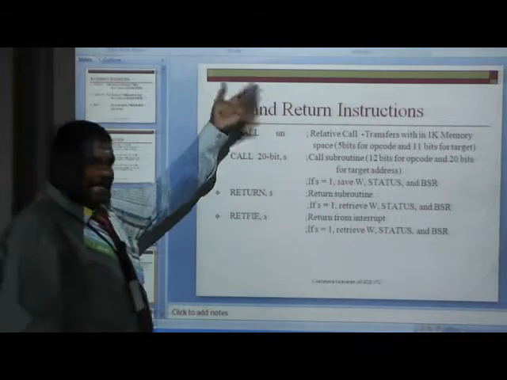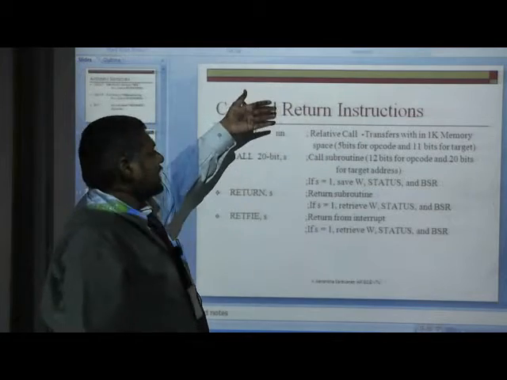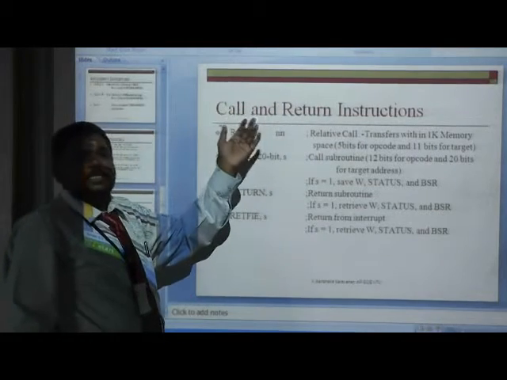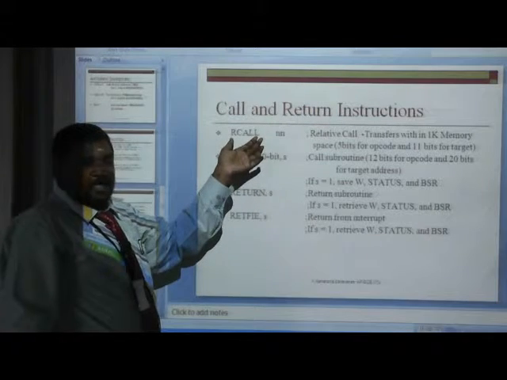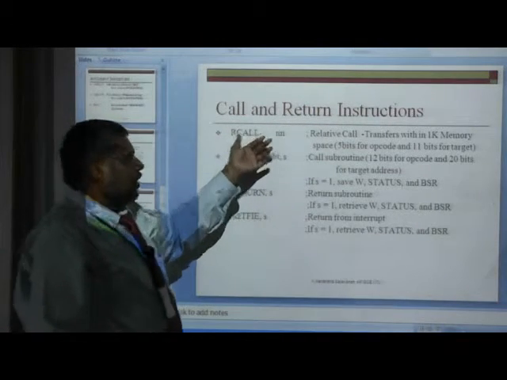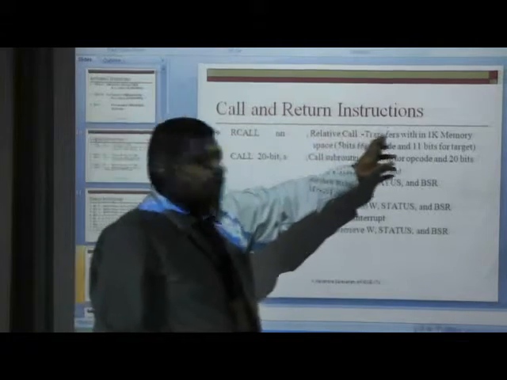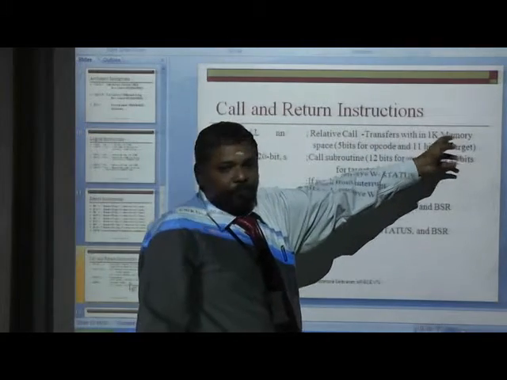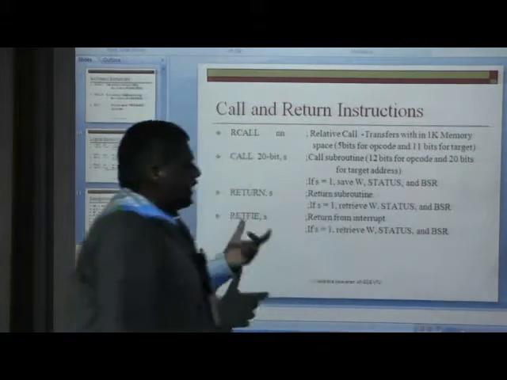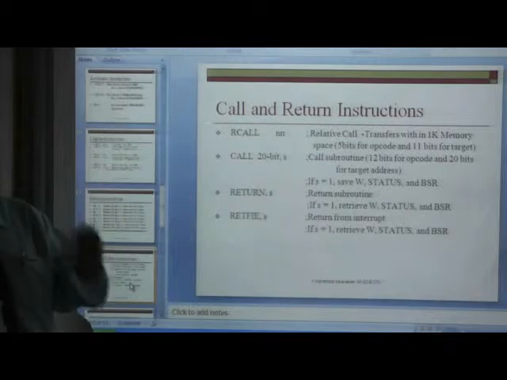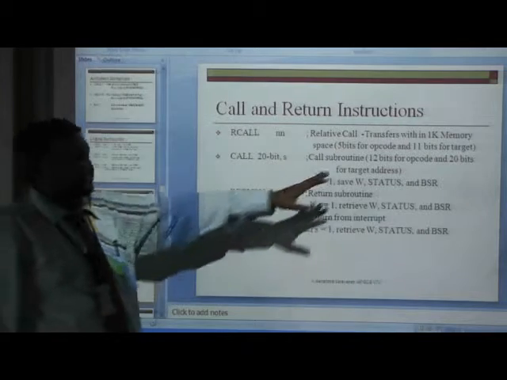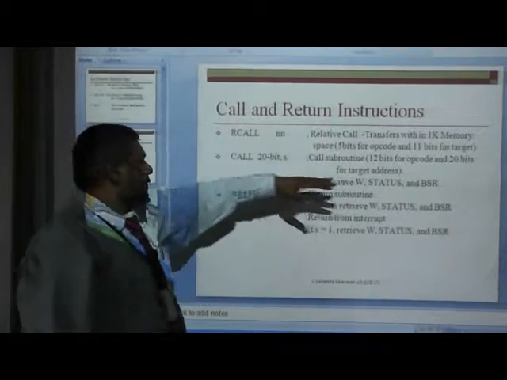This is a type of branching instruction which consists of subroutine call and return statements. RCALL is nothing but a relative call. A relative call can transfer within a memory range of 1K, and it takes 16 bits, 2 bytes of instruction, out of which 5 bits are used for the opcode and 11 bits are used for finding out the target address.